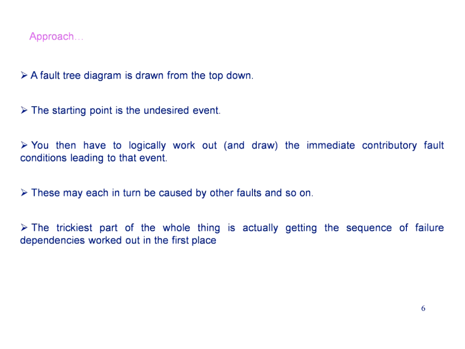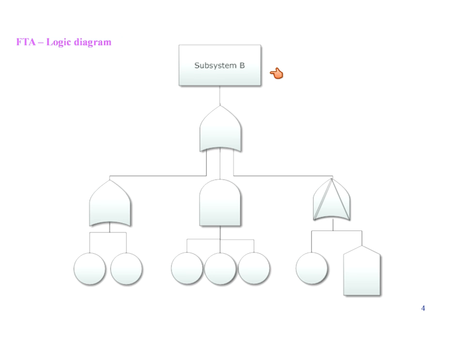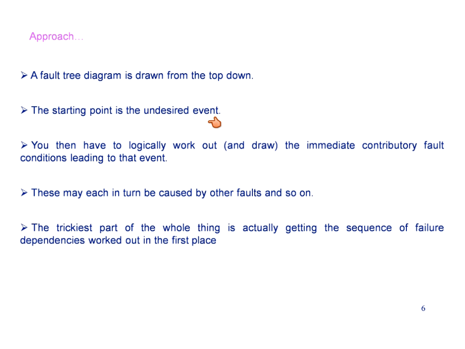Okay, so how do we approach fault tree analysis? Fault tree analysis always starts from the top. You see, a fault tree diagram is drawn from the top down. It starts from the top, then it comes down. Second, the starting point is the undesired event. Normally an accident. Accident is an undesired event. So it starts from the undesired event on the top, and then it moves down.